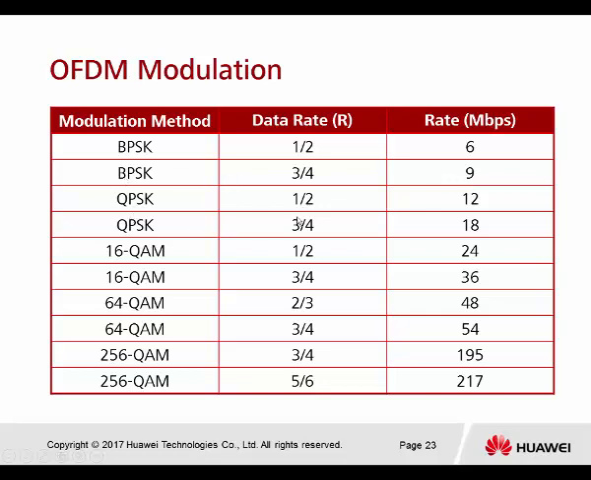For QPSK, at half we can get 12, at 3/4 we can get 18. Then we have 16 QAM, 64, and also 256. So as you can see, the 256 is able to use 5/6 for the data rate. So that means I only require a very small rate for the data correction, and I focus on the data rate. So this is the reason why we can get 217 in 256 QAM.